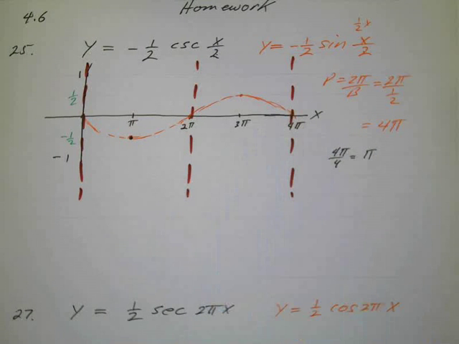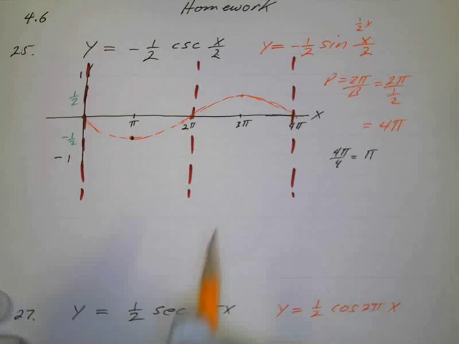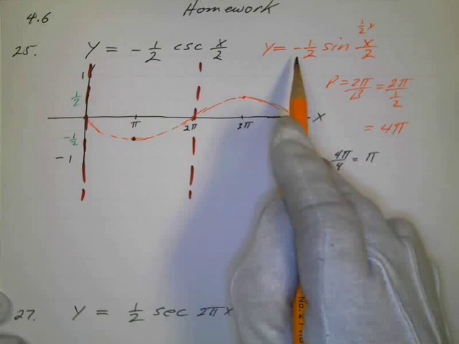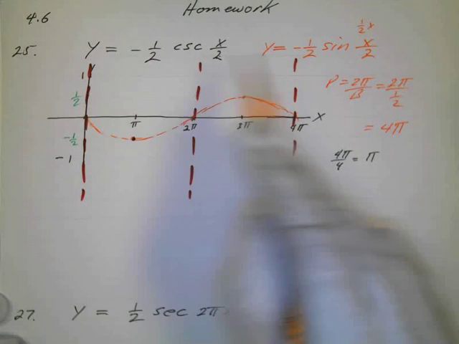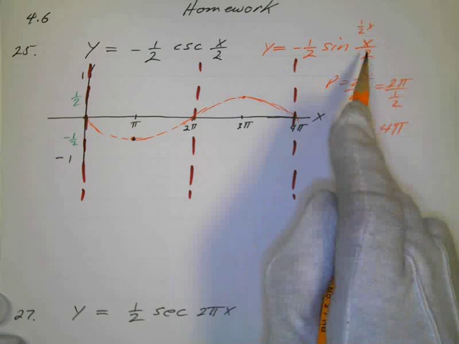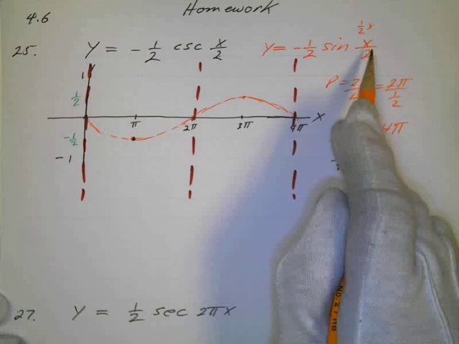I kind of started on this problem, but then I had to stop for a second. So let me just get you caught up to where we are. In other words, if we look at this, this is my parent function. So if we have this cosecant, it's the reciprocal function of the sine. So I'm going to have to graph the sine and make it in reference to that.